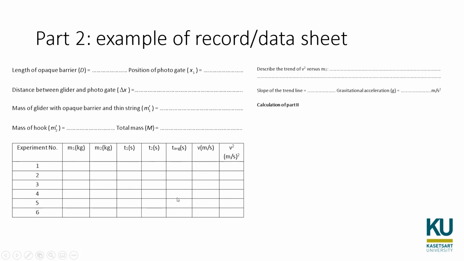Finally, you get the average time, and since you know the length of the barrier, you can find the terminal velocity. With the relation of terminal velocity and the loading mass, you find the linear relation. By that, you can find g, the gravitational acceleration. That is everything for this second experiment, experiment 3. Thank you so much.